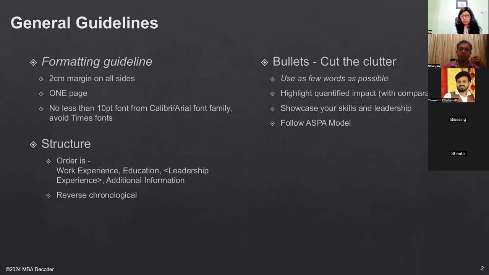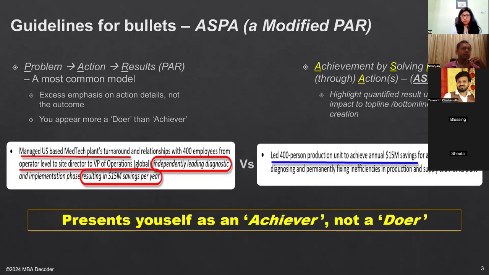Use action words that highlight your skills and leadership, your negotiation skills as applicable, or how you influence others. And you must follow the ASPA model. What that ASPA model is, I'm going to quickly tell you in a few seconds. You must have come across the PAR model, problem, action, result. That's how you structure your bullet. Now, ASPA is not different from that. It's just that you structure those bullets a little differently.